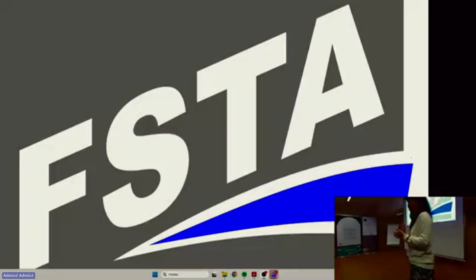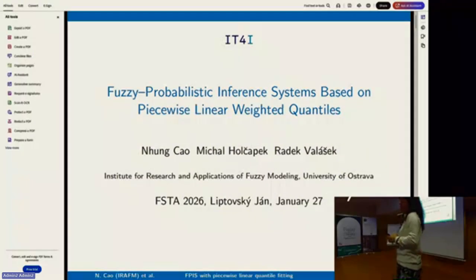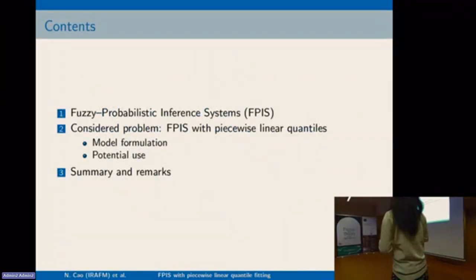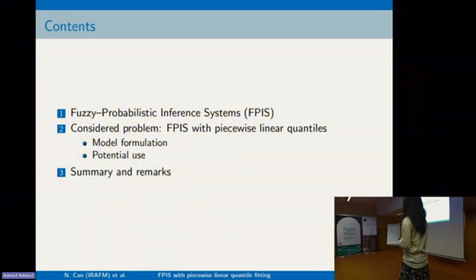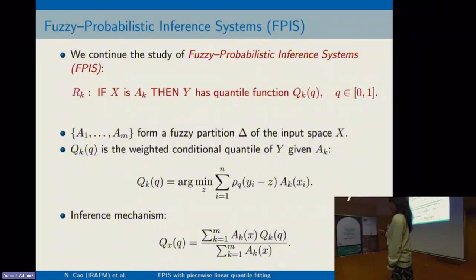Okay. Hello again. We're still in the same topic of fuzzy probabilistic inference systems, but a different subtopic with piecewise linear quantile regression. The content is, first, as usual, we recall the system, then the model formulation, and we show the potential use of it.